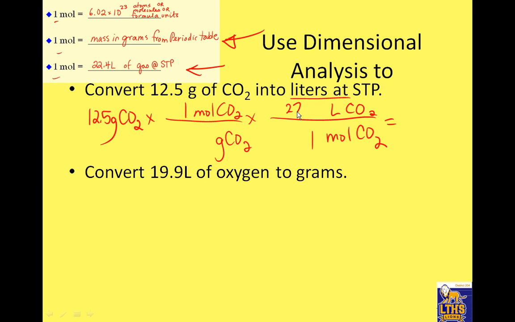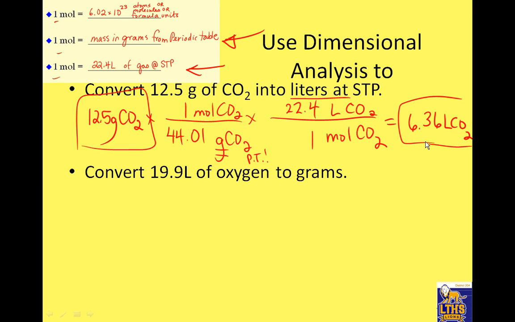So what does 1 mole equal? It equals 22.4 liters of carbon dioxide. What does 1 mole equal? Well, this is grams, so we've got to go to the periodic table. We did this earlier, so it's 44.01. So how do you do the math? It's time for your calculators. 12.5 divided by 44.01 times 22.4 equals 6.36 liters of carbon dioxide. It has the same value as 12.5 grams of carbon dioxide. That's just how much space that mass of gas would take up.